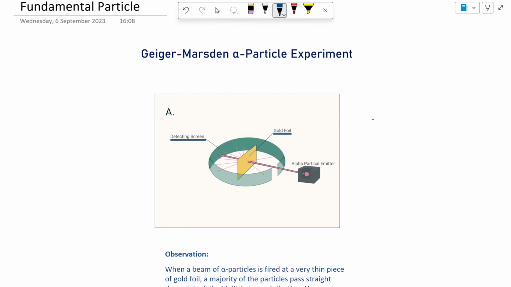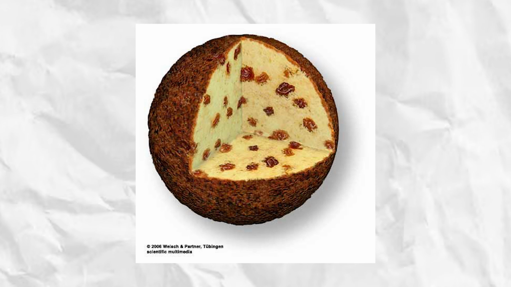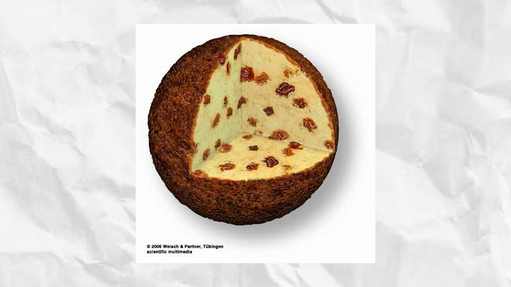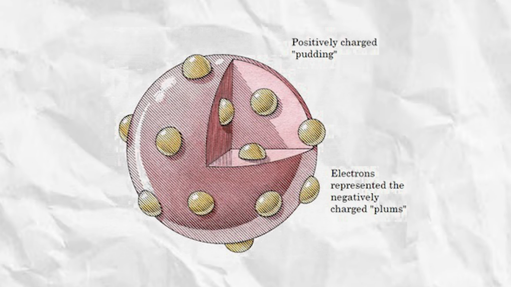So the main objective of this experiment was to investigate the structure of the atom, specifically to test the hypothesis of an atomic nucleus proposed by Ernest Rutherford. Back in 1897, scientists believed in the Thomson atomic model, also known as the plum pudding model, where it was believed electrons were evenly distributed within a positively charged sphere.